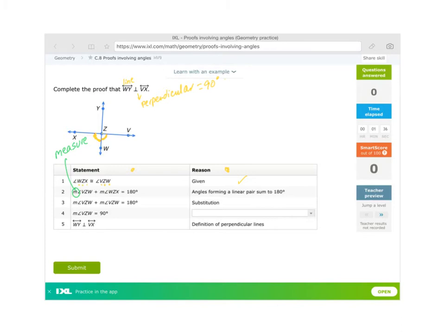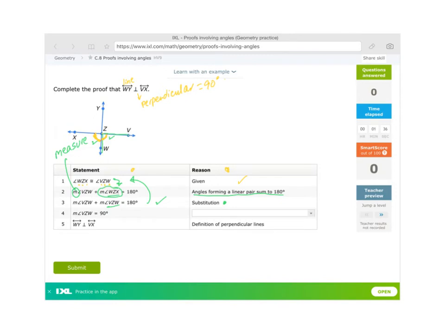Then we did this part. VZW, which is this angle, plus VZW, right, is 180. So instead of WZX, we called it VZW. So we repeated it twice. So how did we get that? By substitution. Okay, because we know that they are congruent to each other. So instead of this part, we can substitute this VZW. So that's how we get this third statement.